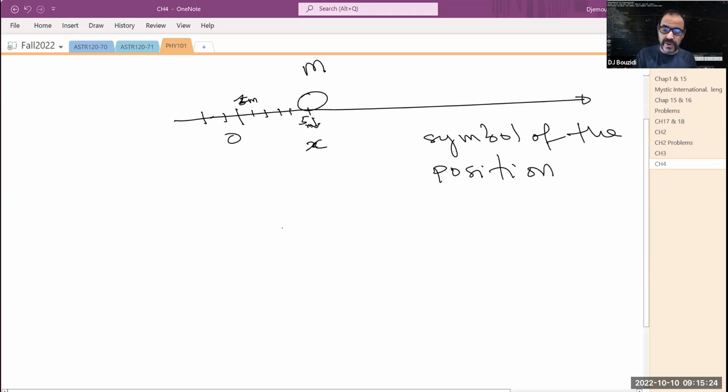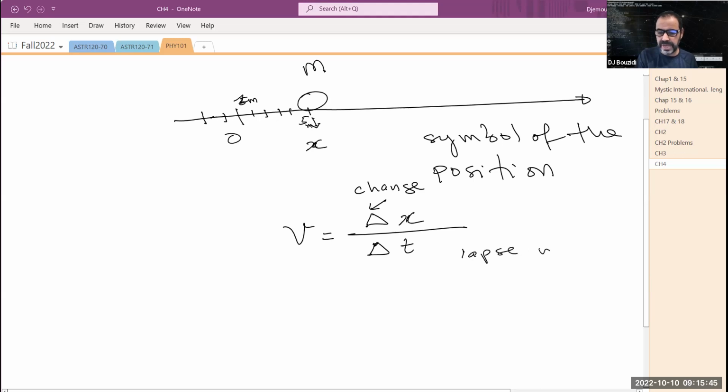Then we came up with the velocity, and we said that that's the rate at which this X is changing, the position is changing. So this is the change in position. So when you see the delta in here, that means change. Over the change in time, basically the lapse in time. So when you see the delta again, that's the change. So again, this is the lapse in time. In other words, we're not really concerned about the time per se. We're concerned about how much time lapsed in covering that distance.